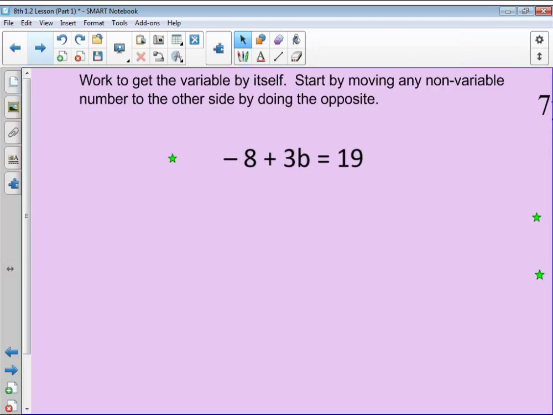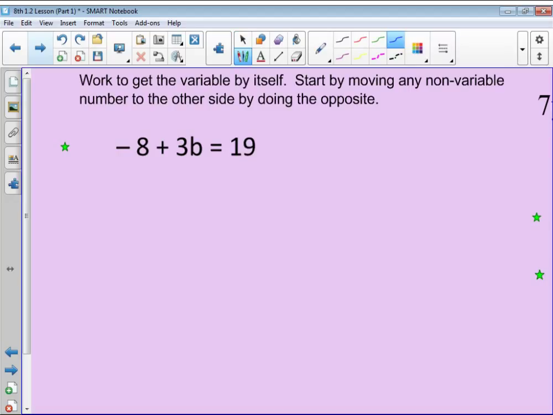I prefer to have my 3b. I'm comfortable really either way, but I know I will have some students that prefer to have that letter sitting out in the very front part. So if you need to rewrite this, you could, but you need to make sure that you keep this negative with the 8 when you shift things.